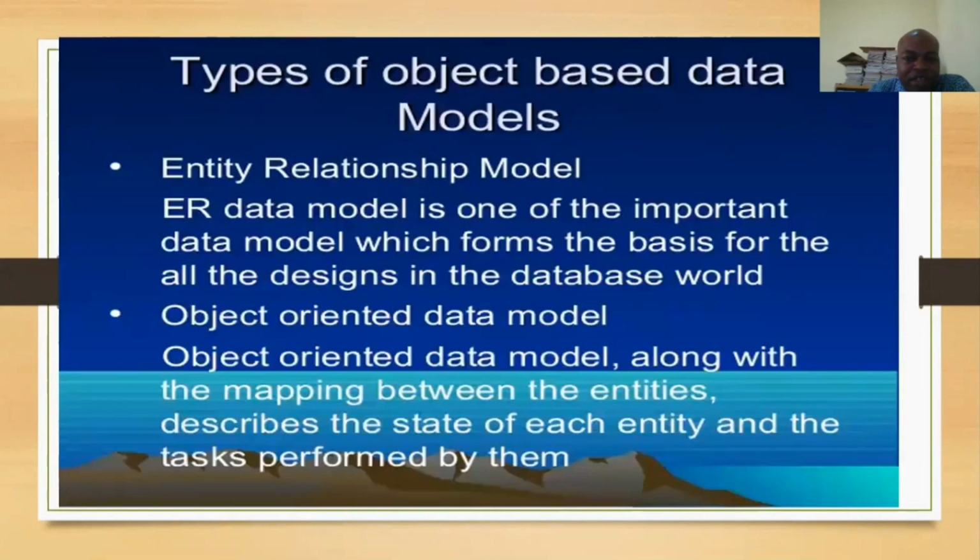What are the types of object-based data model? We have two of them. One is the entity relationship model, the ER data model. It's a type of object-based data model that is very important in data modeling, and it forms the basis for all the designs in the database world. The object-oriented data model is the second type of object-based data model. It is designed by mapping between the entities, which describes the state of each entity and the tasks performed by them.